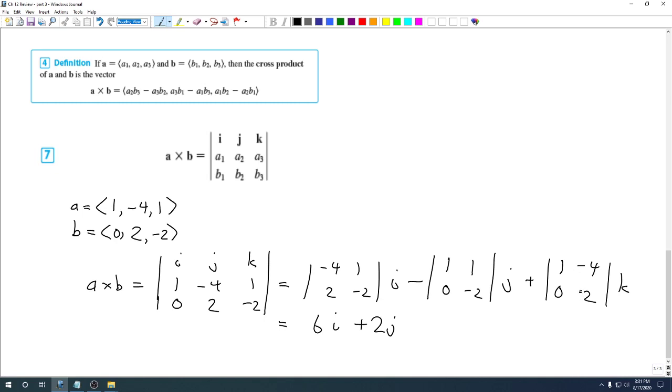1 times 2 is 2, but then we get a 0 for that part, so we get a plus 2 times k. Or if we go ahead and write this in our angle brackets, and technically we could leave it in terms of i, j, and k if we want to, but since we started out with angle brackets, let's put it back into angle brackets. The cross product of those two vectors is <6, 2, 2>.